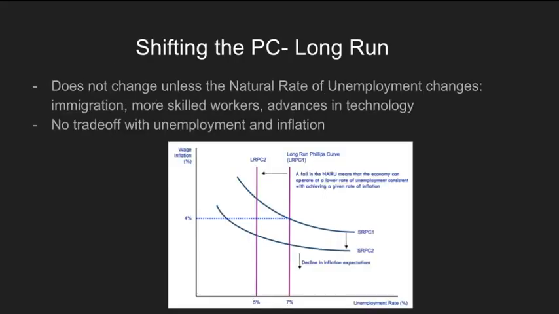So shifting the Phillips curve in the long run. The long run Phillips curve does not change at all unless the natural rate of unemployment specifically changes, and that would only change with immigration, the working population becoming more skilled, and new advances in technology. And those are the only factors that affect the natural rate of unemployment, which would then affect the Phillips curve in the long run, because remember, the Phillips curve in the long run is just a vertical line with no trade-off between unemployment and inflation.